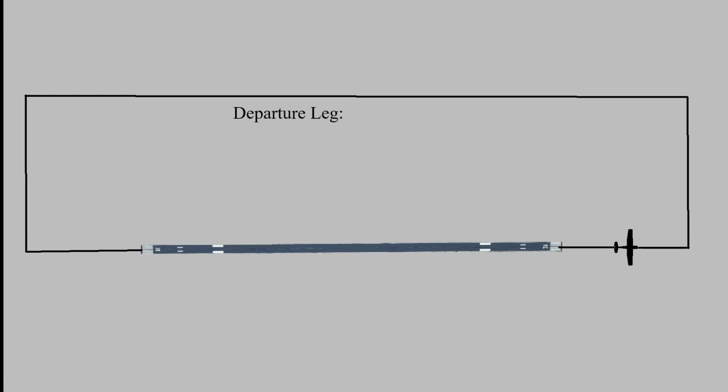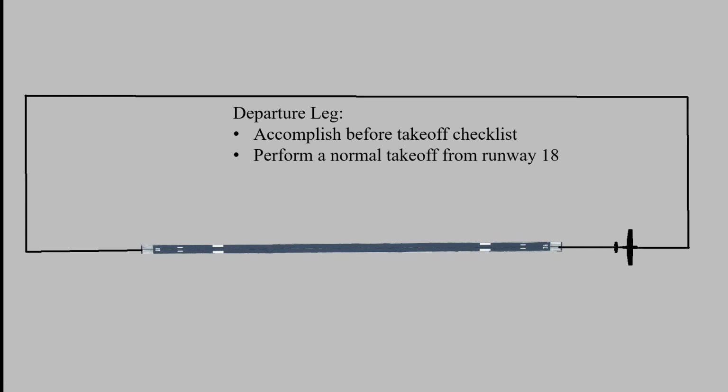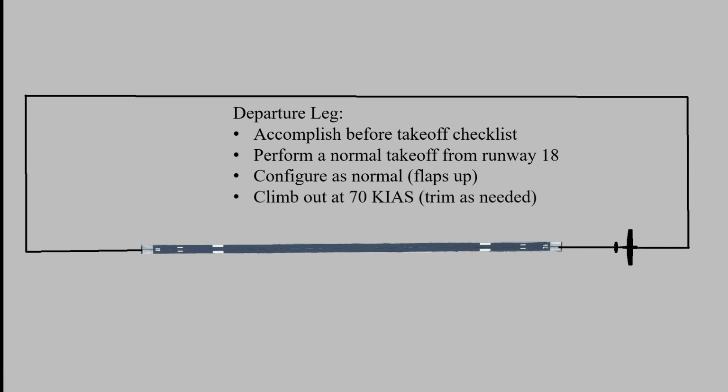Before we begin the maneuver, we'll want to accomplish the before takeoff checklist. Then we'll perform a normal takeoff from runway 18 in Pine Bluff. As we accelerate through 60 knots, we'll retract the flaps to 0 as normal, and we'll climb out at 70 knots of indicated airspeed, trimming as needed. At 500 feet AGL, or 700 feet on the altimeter, we'll turn our crosswind, which will be a heading of 090.